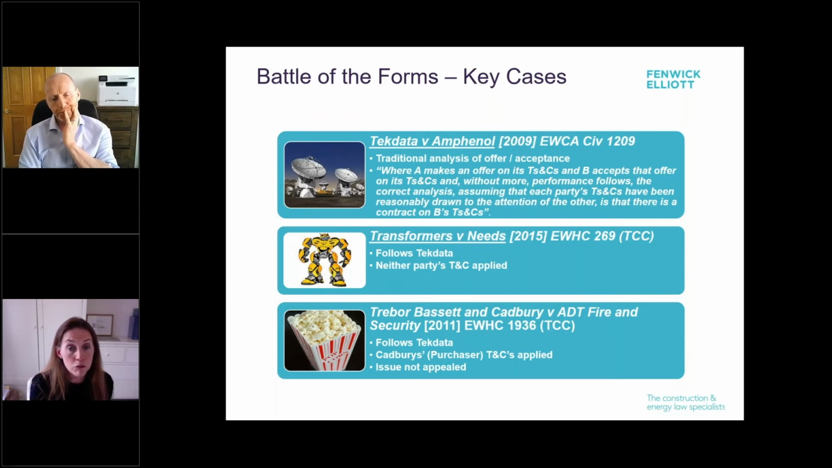The terms need to have been reasonably drawn to the other party's attention, as we can see again, Tech Data and Transformers. And just a word of warning on this one, generally speaking, if there are particularly onerous clauses or significant clauses, they are going to need to be brought to the other party's attention with more force. So the classic quote from Lord Denning from years ago in Sperling and Bradshaw is they need to be printed in red ink on the face of the document with a red hand pointing to it.